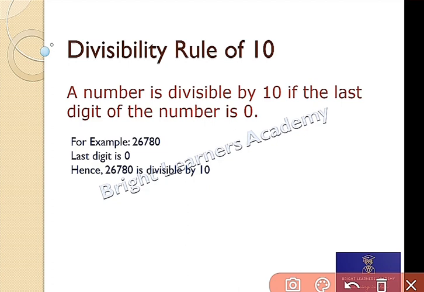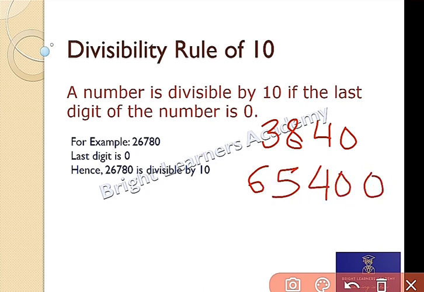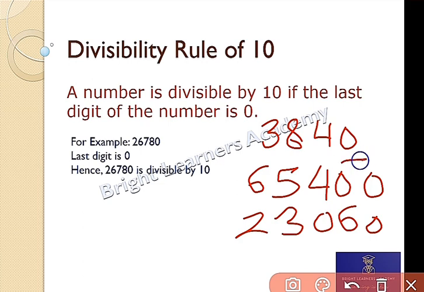If it's 0, it means that number would be divisible by 10. For example, 3840 is divisible because here 0 comes at the end place, at the ones place, and then we can take any other examples also, like 65,400, 23,060. In all the numbers which I have written here, 0 is at the ones place. It means these three numbers are divisible by 10.